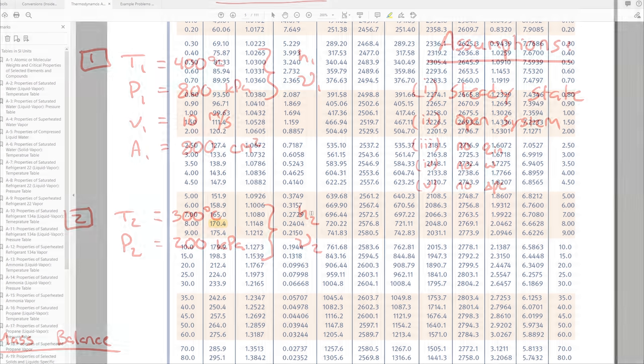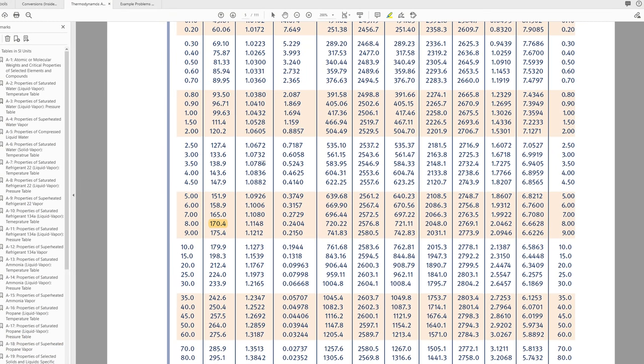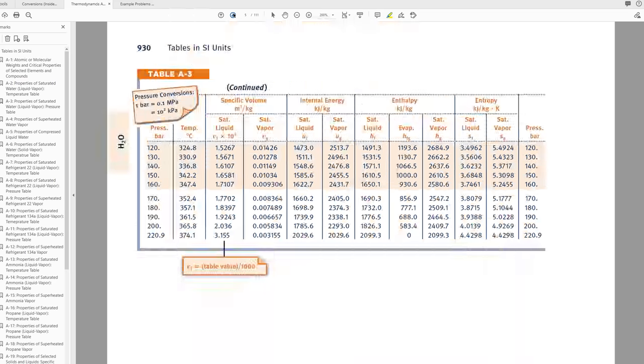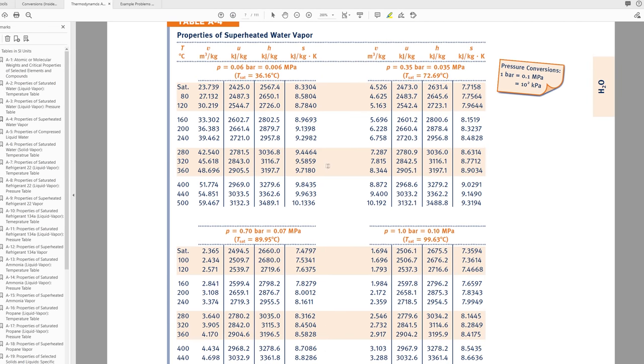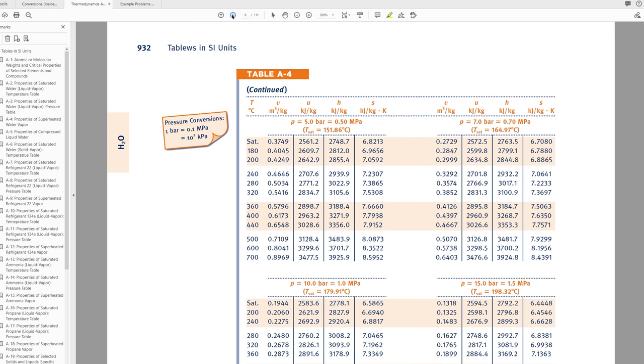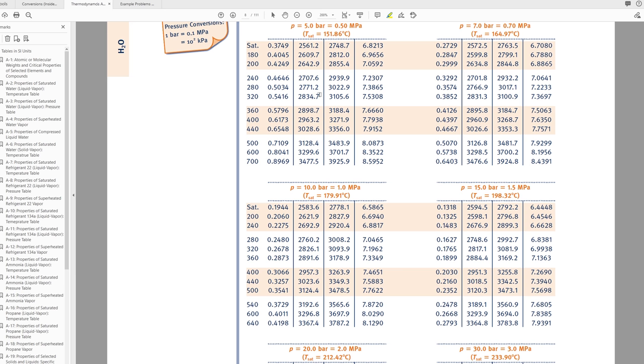My temperature is 400 degrees Celsius, state 1. 400 degrees Celsius is higher than the saturation temperature, therefore this must be a superheated vapor. So I will go now into my superheated vapor tables. In my superheated vapor tables, I want to find 8 bar so that I can look up my enthalpy and specific volume at that pressure.